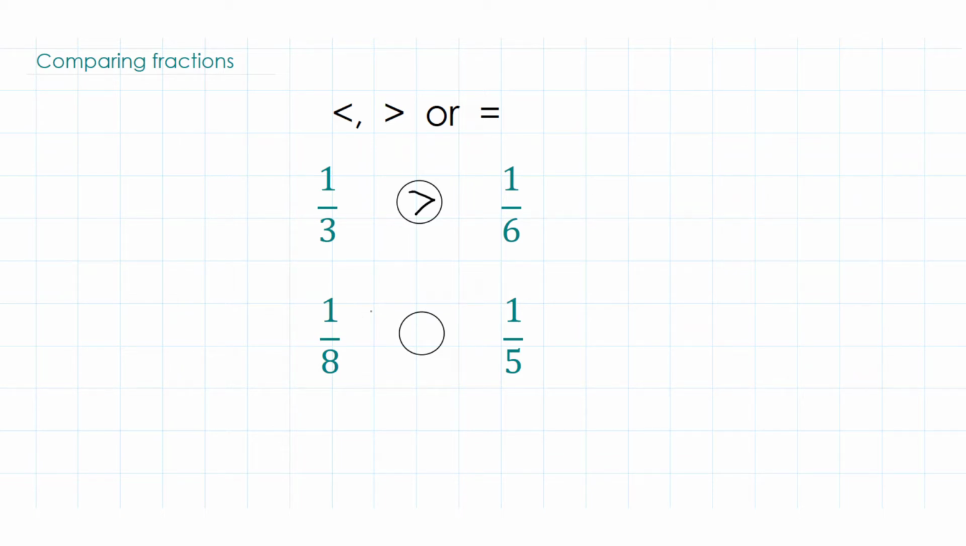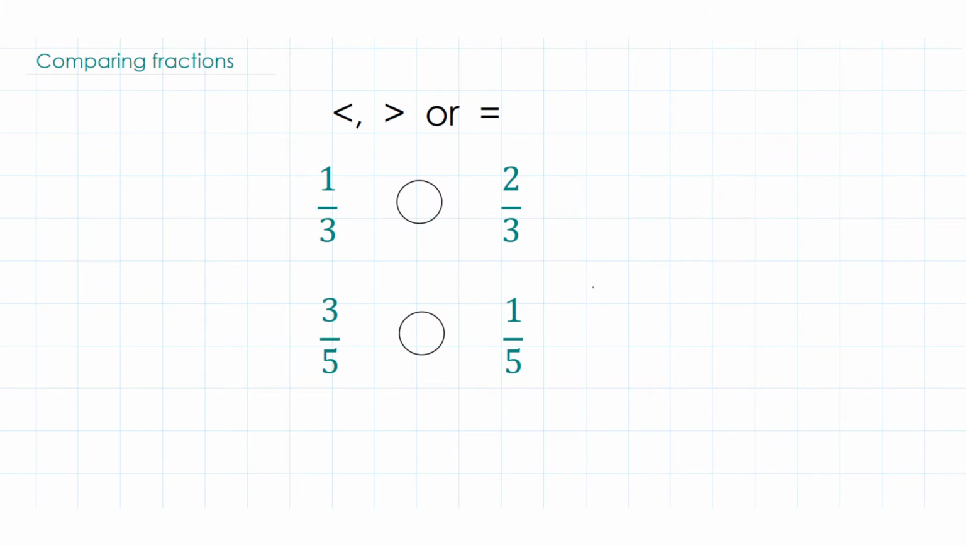Let's compare the second set of fractions, 1/8 and 1/5. What do you think? Is 1/8 greater than 1/5 or is 1/8 smaller than 1/5? It's smaller than, of course. The bigger the denominator, the smaller the fraction. 8 is bigger than 5, so 1/8 is smaller than 1/5. You're splitting the whole into more equal parts, so each part is smaller. Well done if you got those.